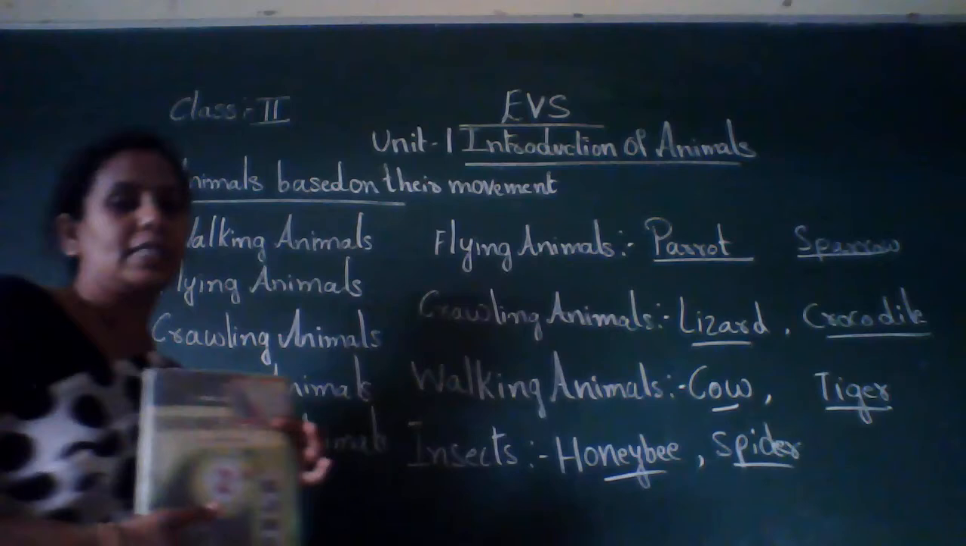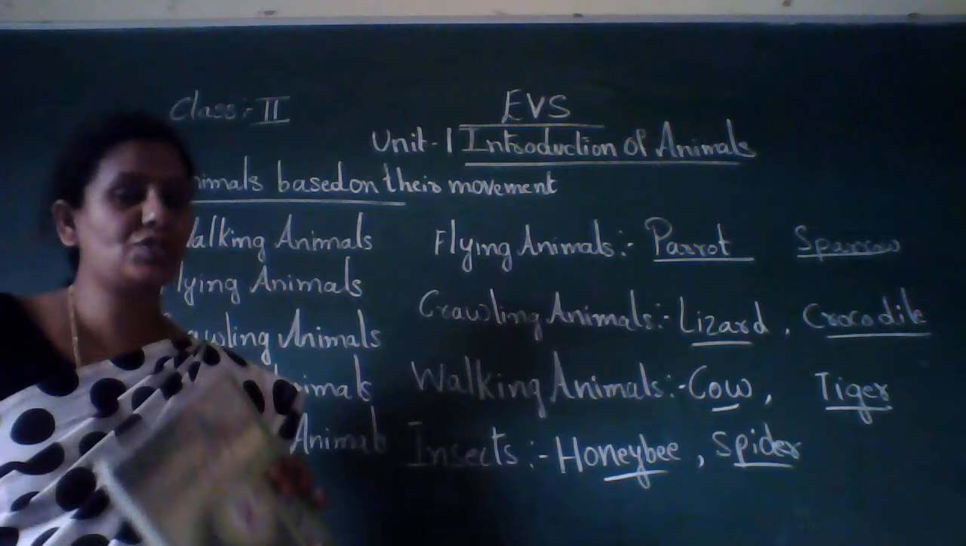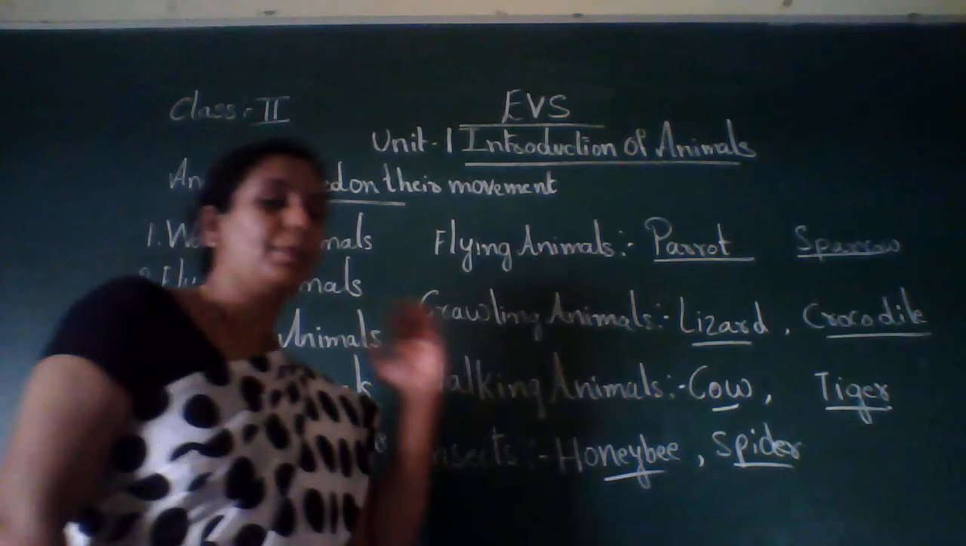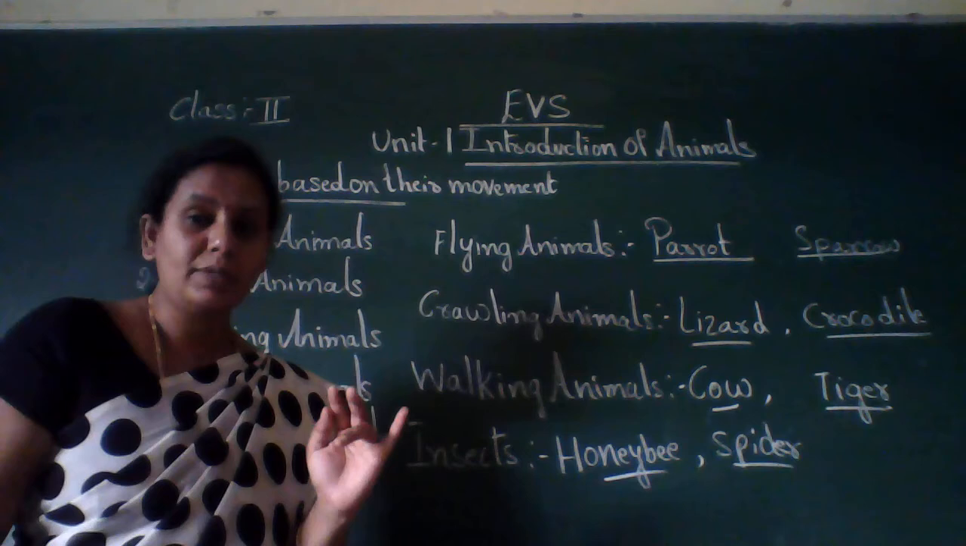Okay, so this is about your first chapter of the second standard English syllabus, that is introduction of animals. So I have finished the first chapter of your EBS. Once again I am repeating and recalling what we studied under this chapter. We studied about animals divided based on their movement.